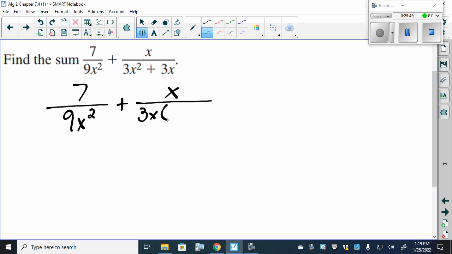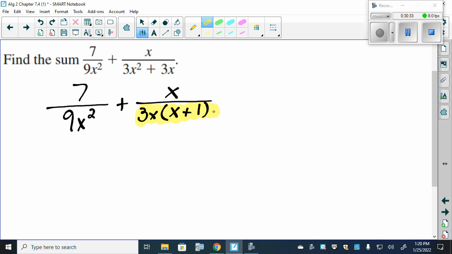And if we factor the 3x out of 3x squared, we get x plus 1. Because 3x squared divided by 3x, 3 divided by 3 would be 1, x squared divided by x would be x, and our 3x divided by 3x would be 1. So we do have both denominators as simplified as possible. Now we need to see what we need to do to get them to be the same. So we look at this one here, 3x times x plus 1.